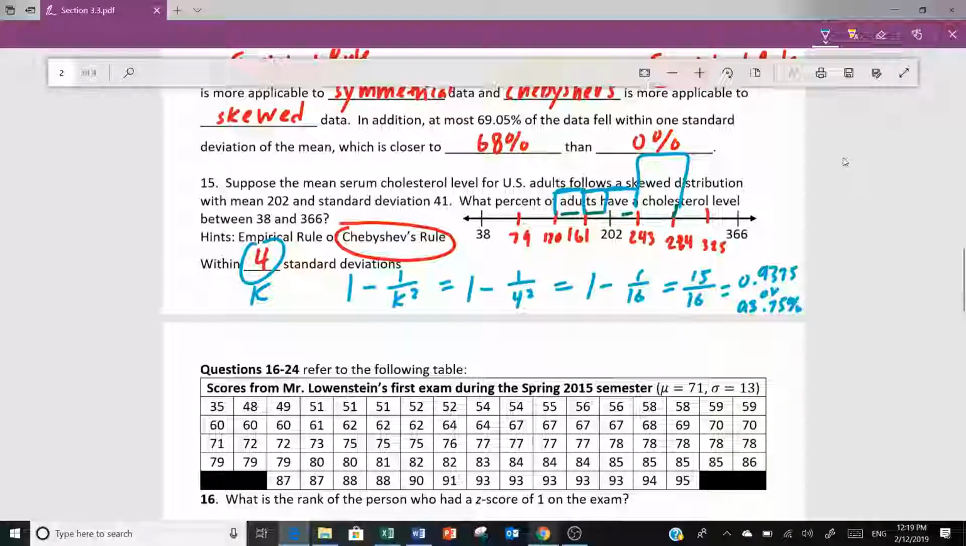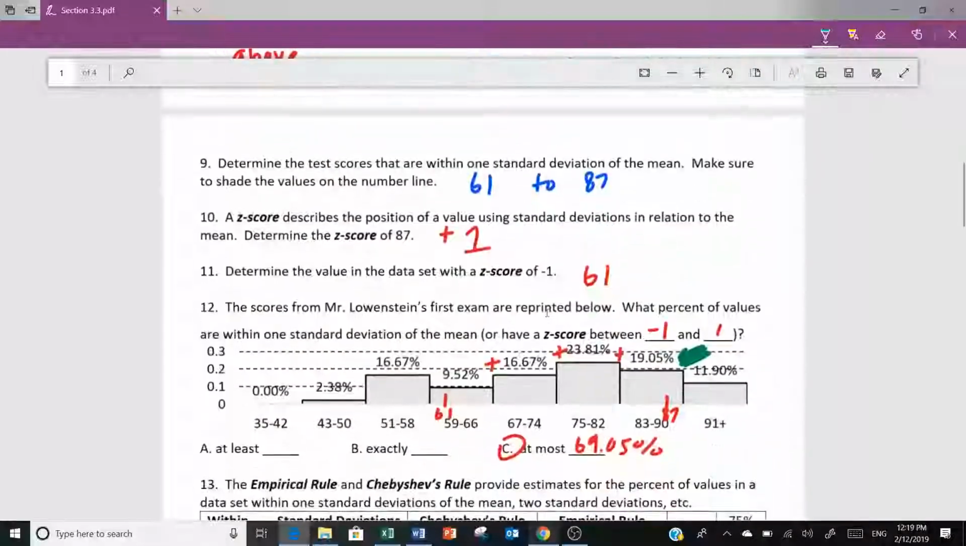And how do you know which it is? It has to say so in the problem. This one just said that it was skewed. And if we look at this one here, which one did we use for number 12? Did we use the empirical rule or Chebyshev's theorem? Because this is actually much more symmetrical than it is skewed. So really you have to choose the one that looks best for this particular problem.